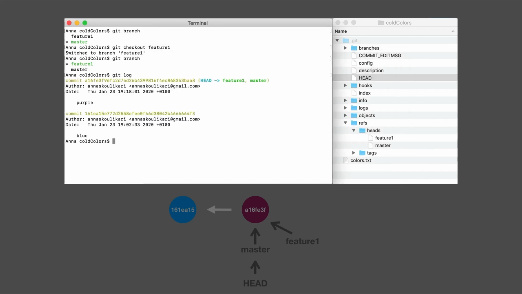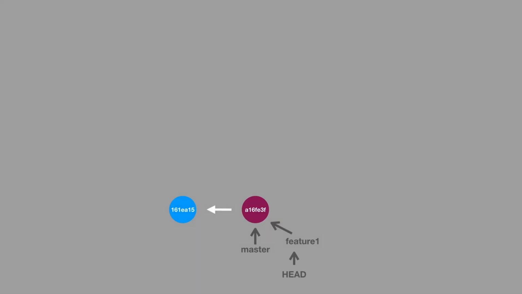Let's type in git log to see this more visually. We can see that now the HEAD points to feature1. So now we've switched into the feature1 branch. How about we make another commit?